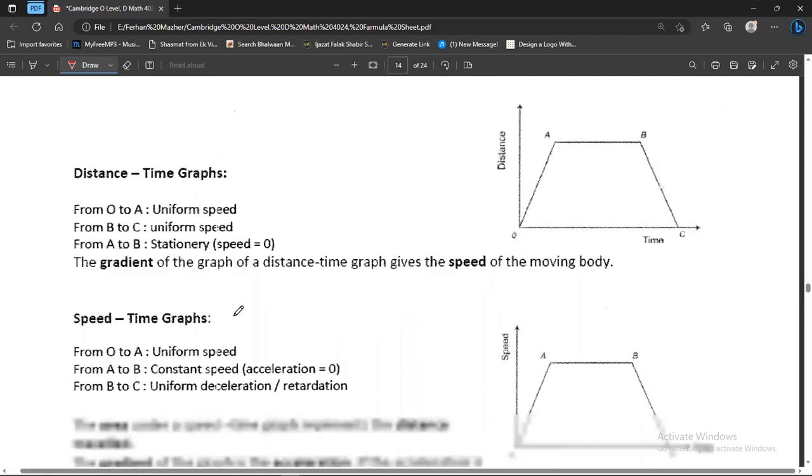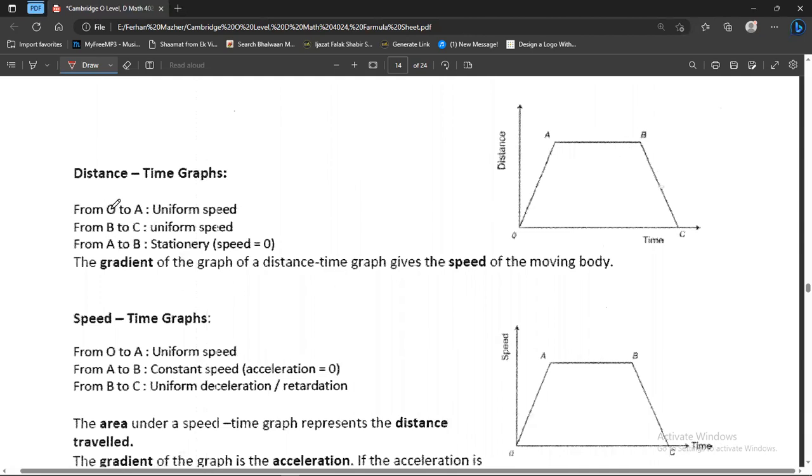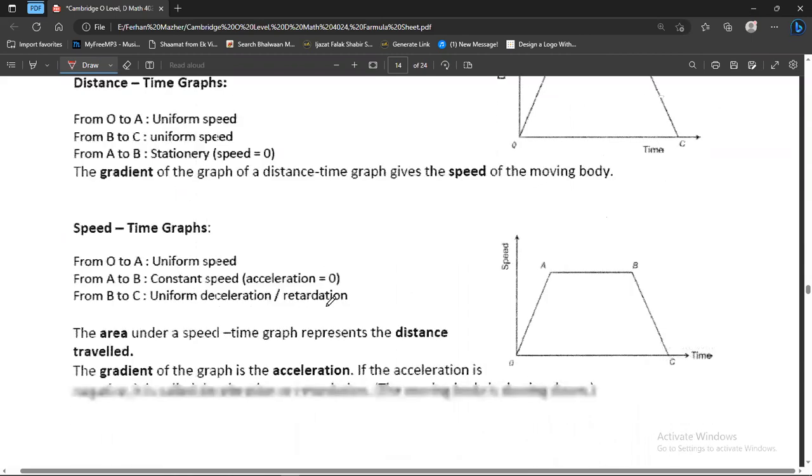Okay, in our distance time graph, for example, from O to A is uniform speed, from B to C is uniform speed, and from A to B is stationary, because when the distance time graph becomes horizontal, that means the body is not moving. The gradient of a distance time graph gives the speed. The gradient of this graph gives you the speed of the moving body.